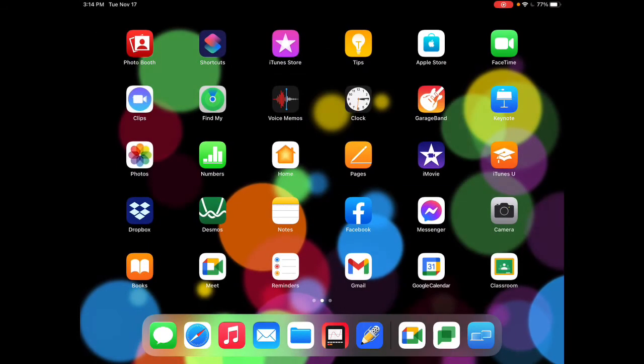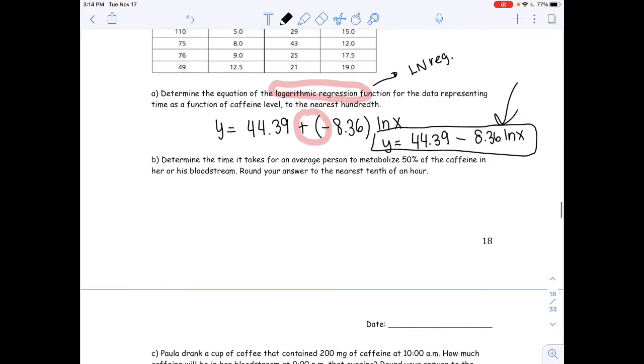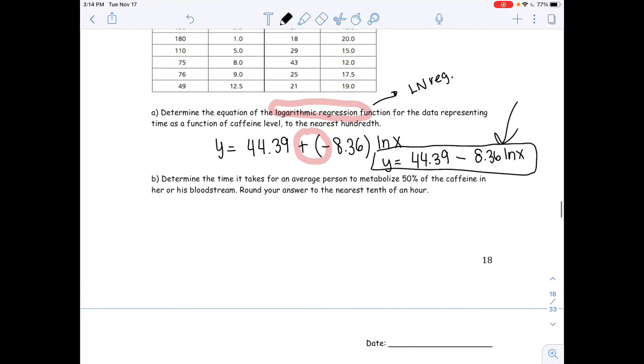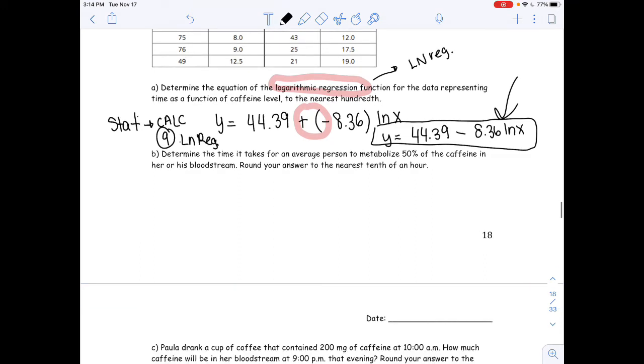Okay, so let's go and read what the question wants us to do before we continue. Make sure guys, that for this one you are pressing number 9. Remember, we pressed stat, we went to calc, and then we press number 9 for logarithmic ln regression. So make sure you're using number 9 when it says logarithmic regression.